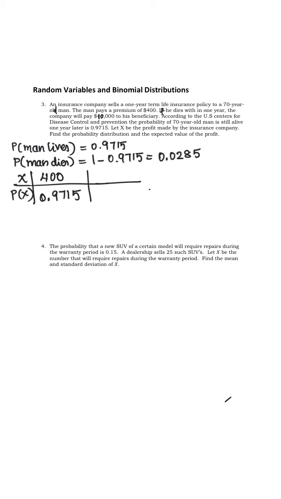If the man dies, the insurance company still keeps $400 but also has to pay $10,000. So the profit will be, company can keep 400, so profit is, that is negative 9,600. That's a loss of 9,600, right? So that's why there is a negative.